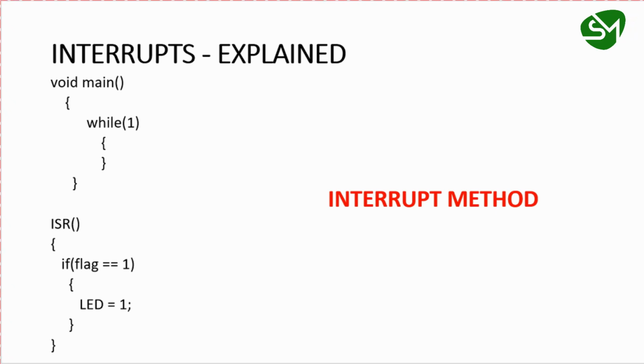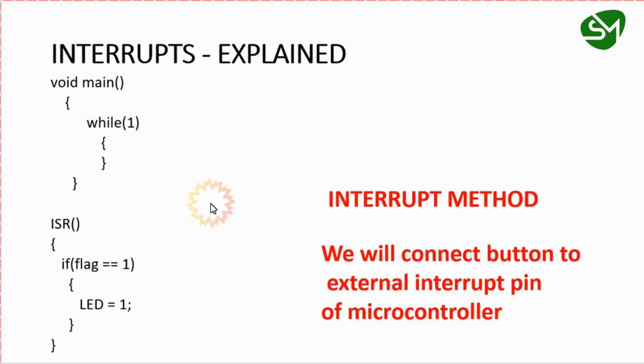So I have written the interrupt program. Here you can see there is a main function which is empty. Let's assume there is some code here, and I have written an ISR function. Inside that I have checked some flag to be high, and I have turned on the LED. The only hardware change that we made for this interrupt program is connecting the input to the external interrupt pin of the microcontroller.